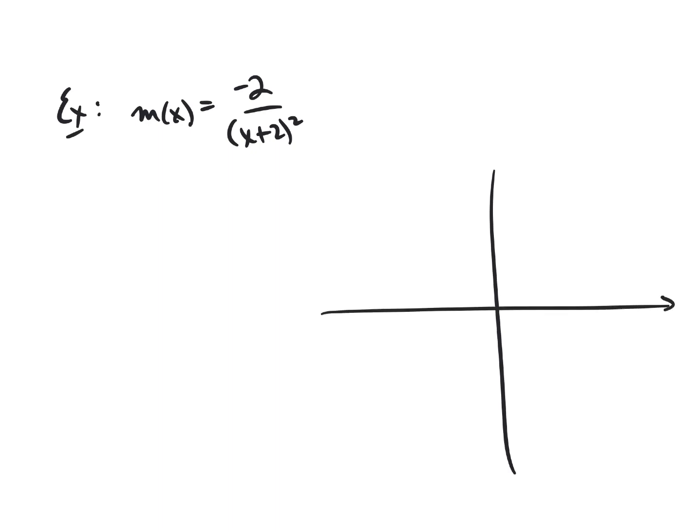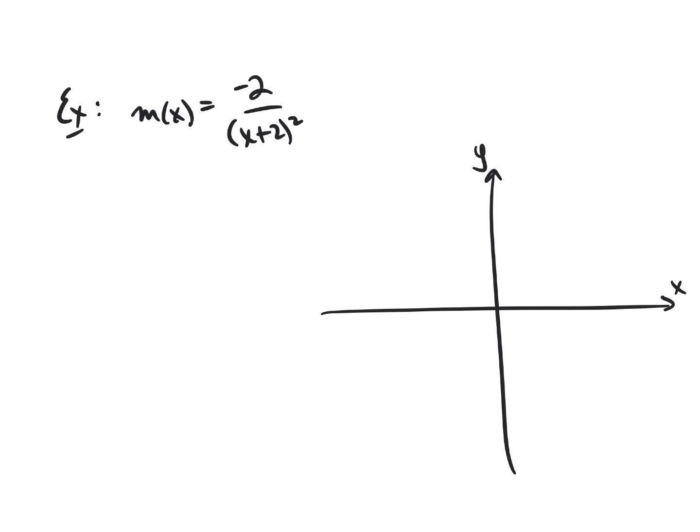Next one. Here's the next function. Negative 2 over x plus 2 squared. Right? And we're going to try to get a decent picture for the graph of that function. Okay? All right, right off the bat, number 1, factor, cancel holes.